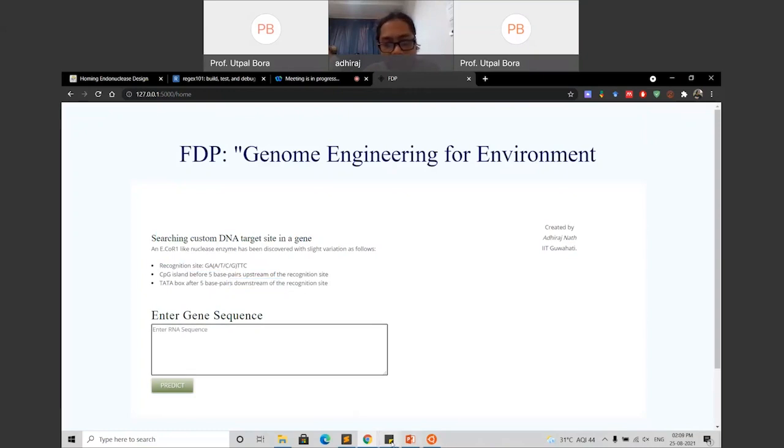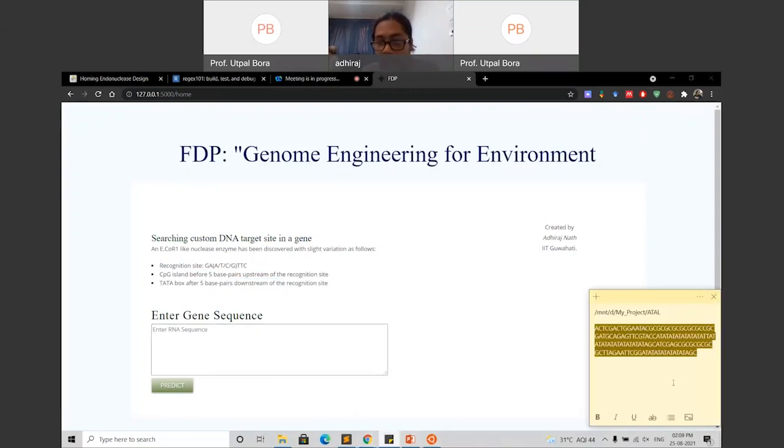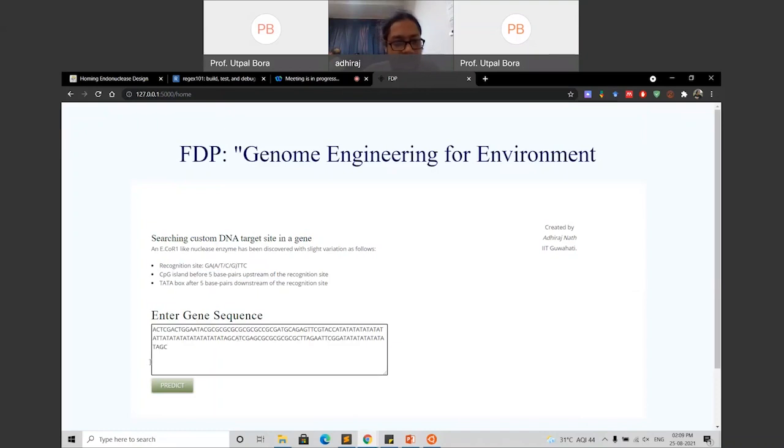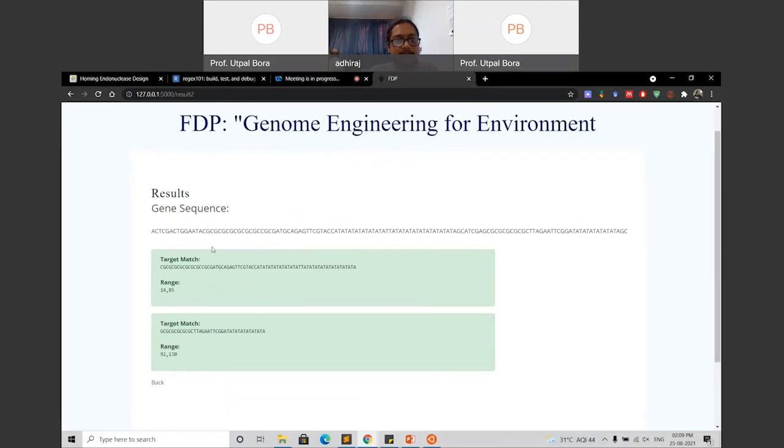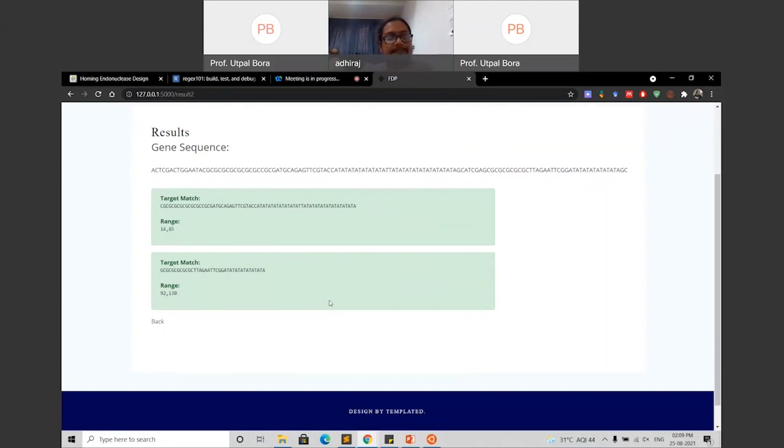So now if we enter the sequence that we know has this signature, suppose we enter it here and we say predict if these sequences are there, if it satisfies. If you click it, you can see target match. This is the target match which is there in the gene sequence which we entered. The range is this. That is all. So this is a fully working website with proper back end and front end and everything.